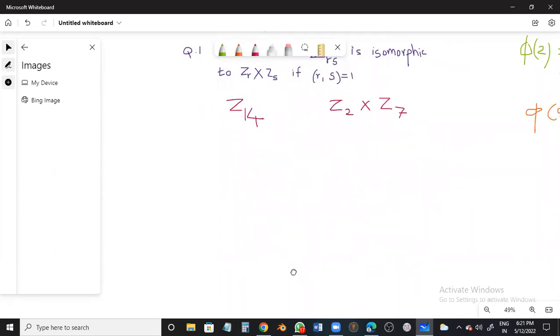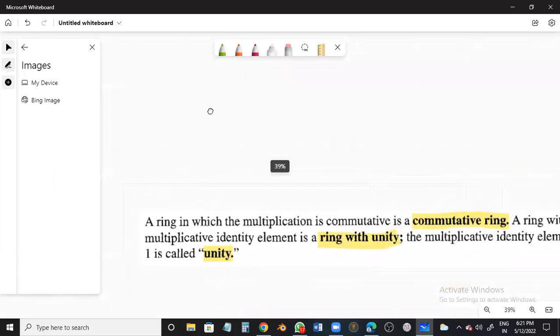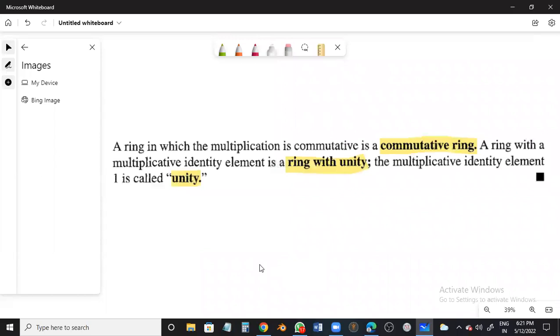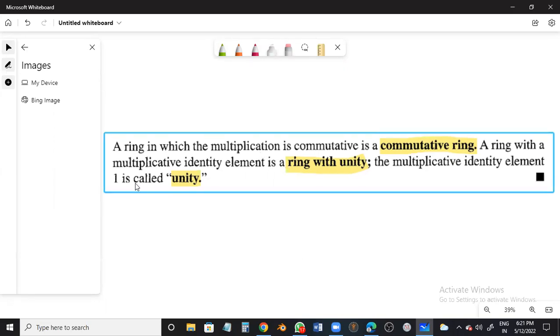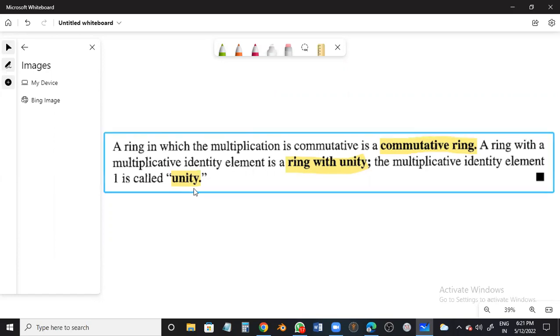Now I would like to move ahead with our next definition. As in the beginning I said, a ring in which multiplication is commutative, we call it a commutative ring. If the ring has an identity element for multiplication, we call it a ring with unity. And the identity element itself we will always refer to as unity. So keep this in mind. The multiplicative identity element will always be called unity.